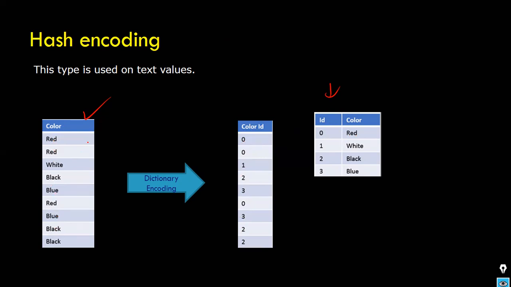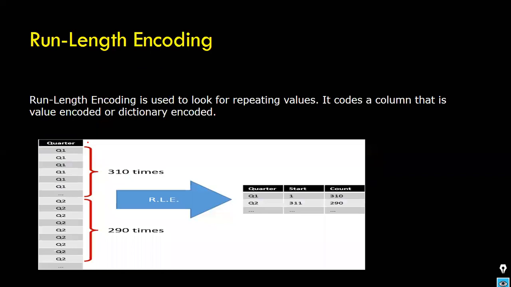And the next one is run length encoding. This is actually pretty straightforward, but it becomes really powerful when it is combined with another type of encoding. Look here, this is my quarter column. Here we have a lot of repeated values: Q1, Q1, Q1 repeated, and Q2, Q2 repeated. Q1 is repeated almost 310 times, and Q2 occurs 290 times.